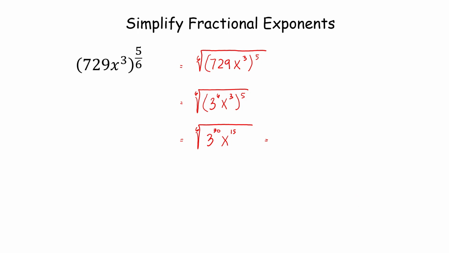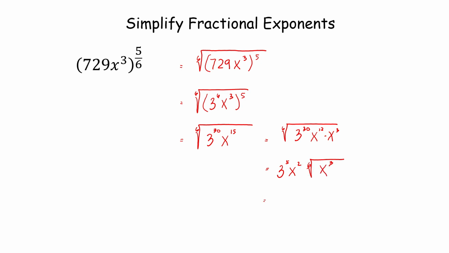So which means that we can express that 15 as x raised to 12 times x raised to 3. Now 12 is divisible by 6. The reason why we're looking for an exponent that is divisible by 6 is because the index is 6. So 30 divided by 6 is 5, so this will be 3 raised to 5. And then x raised to 12 is now going to be x squared, because 12 divided by 6 is 2. So sixth root of x raised to 3.